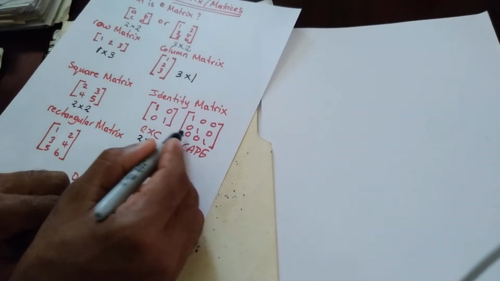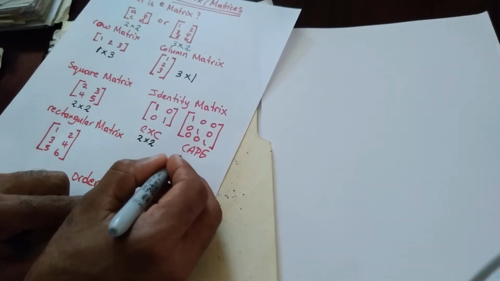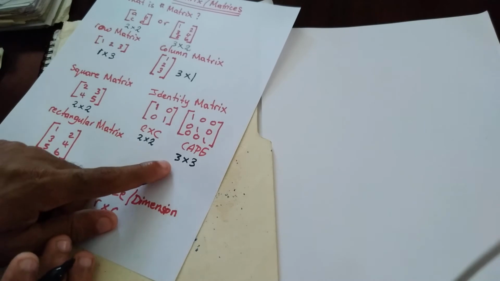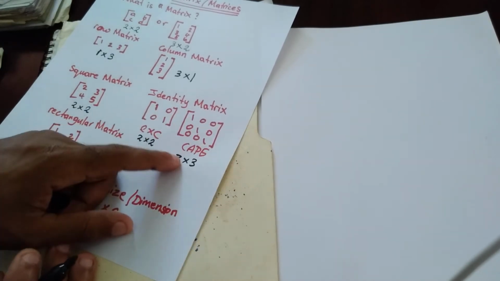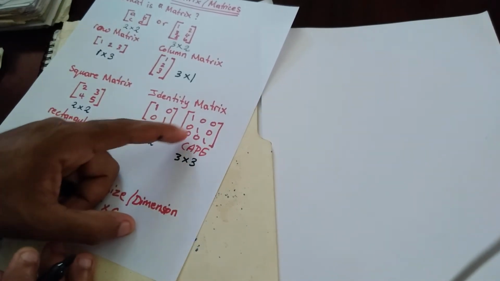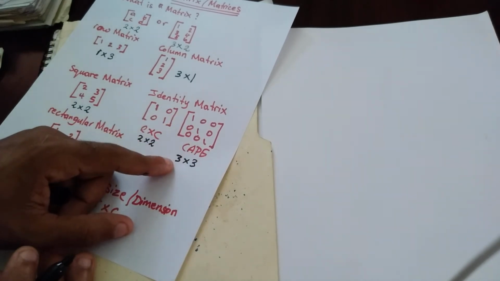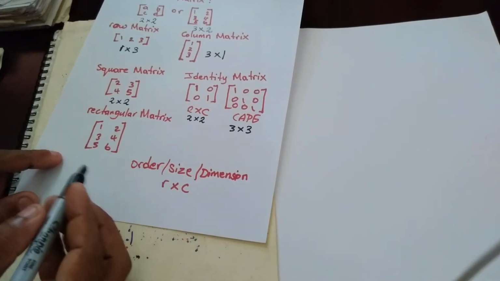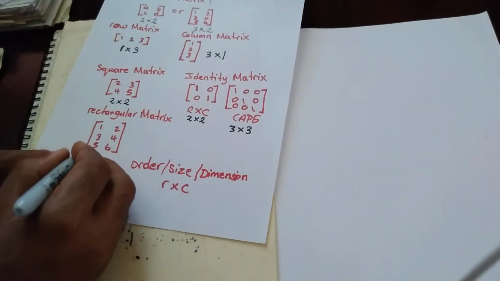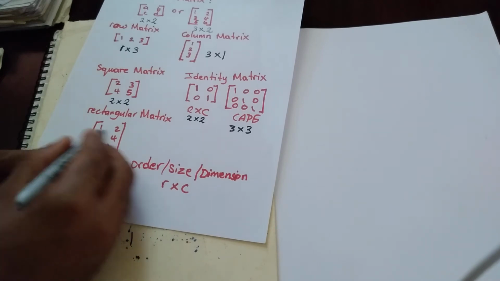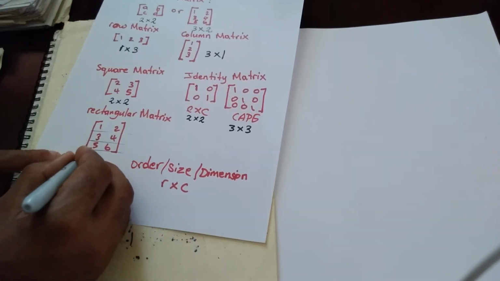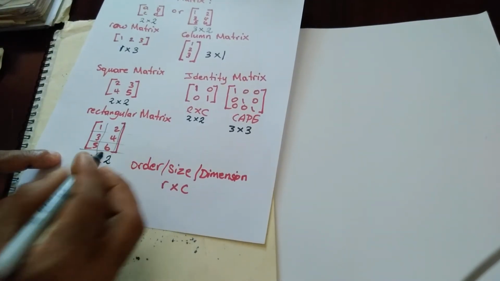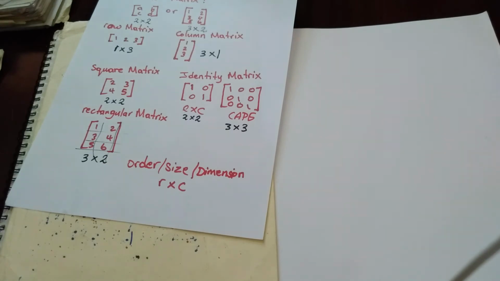How many rows? 1, 2, 3. So we have 3 rows. And 1, 2, 3, we have 3 columns. So you could also write that therefore this is a square matrix. Remember, a square matrix is when the number of rows is equal to the number of columns. All right, this one, we're going to write the order beneath it, which is the same thing as size or dimension. The number of rows: 1, 2, 3 rows, by the number of columns: 1, 2 columns. So this is a 3 by 2 matrix.